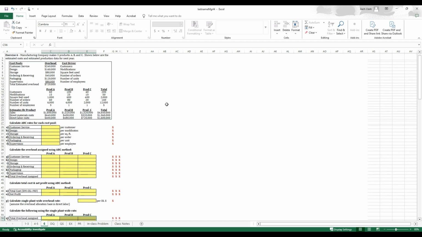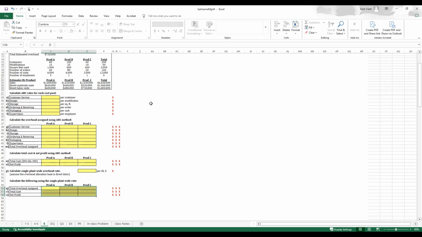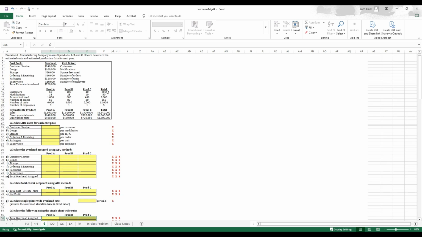All right, guys, in this problem, we're going to look at some ABC costing and look at some net profit through the calculations derived from these different overhead rate allocation methods. So first, we've got a bunch of data here. We make 3 different products. We've got estimated cost and estimated production data all gathered up here, and sales, and all the rest of it. And so we're going to use that data to do some calculations.